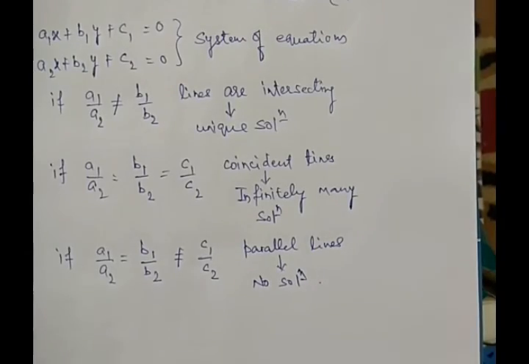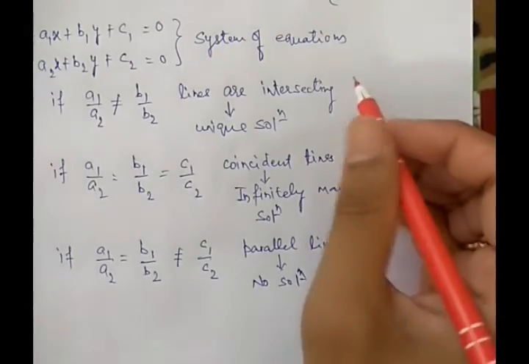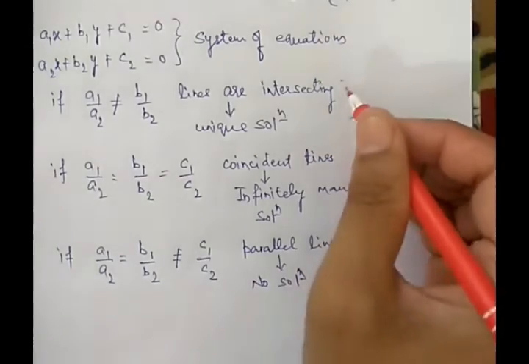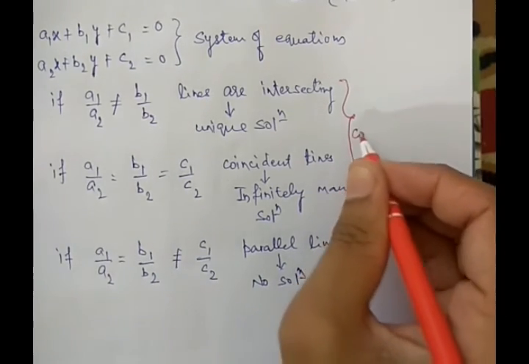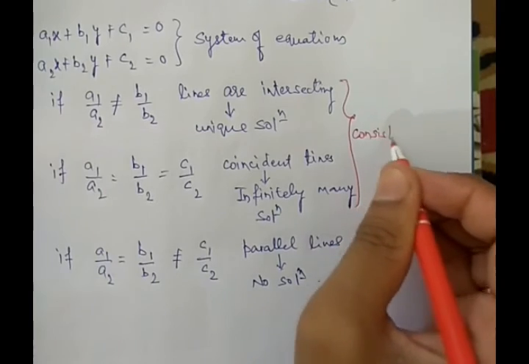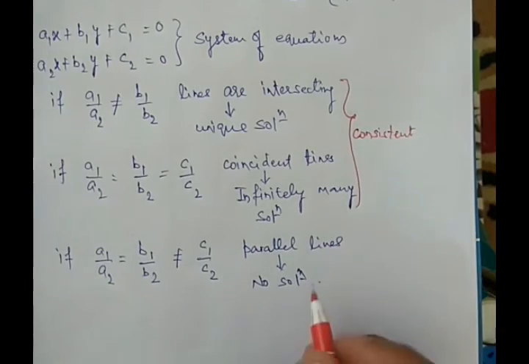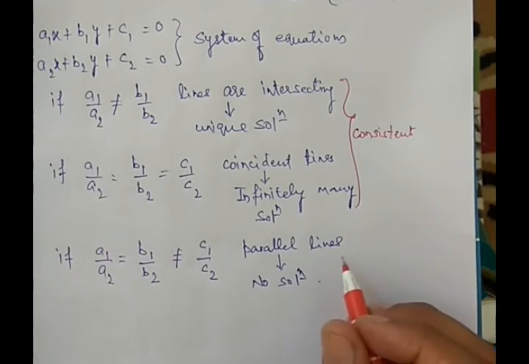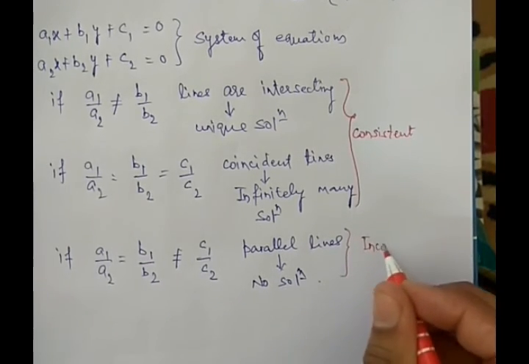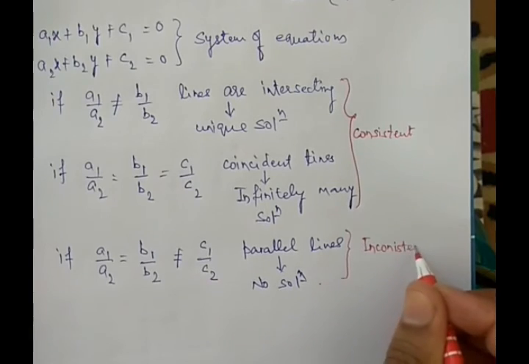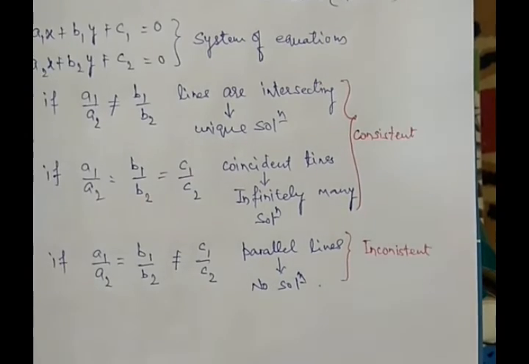Now we can conclude one more thing: for the first two conditions, when a unique solution is there and infinitely many solutions are there, the system is consistent, and for the case when no solution is there, lines are parallel, then the system is inconsistent. So let's revise quickly whatever we have studied till now.